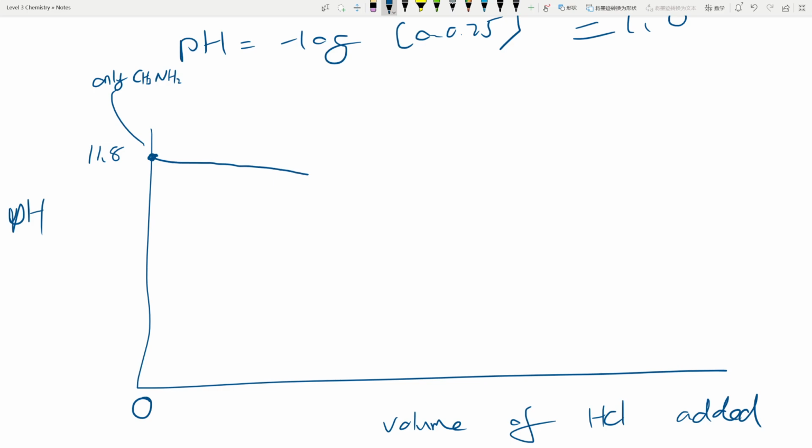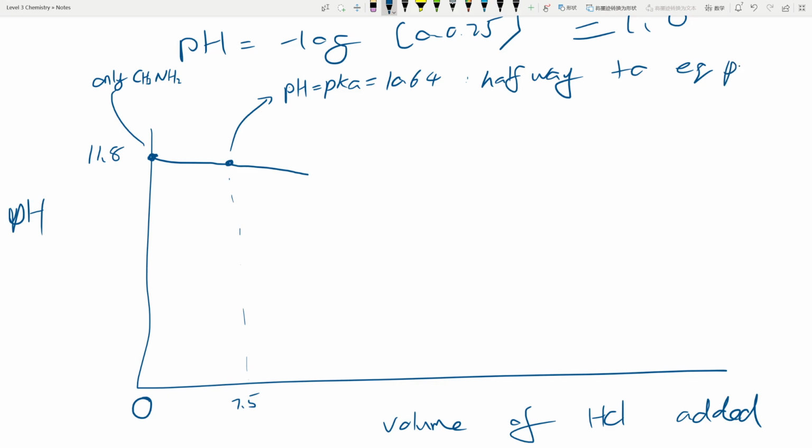And halfway to the equivalence point, at this point, which is going to be 7.5 mils, the pH equals pKa, which is 10.64. This is your halfway to equivalence point. And you may go, how do you know it's 7.5? Well, we used 15 mils to get to the equivalence point. Half of 15 is 7.5. Okay, so this is 7.5.